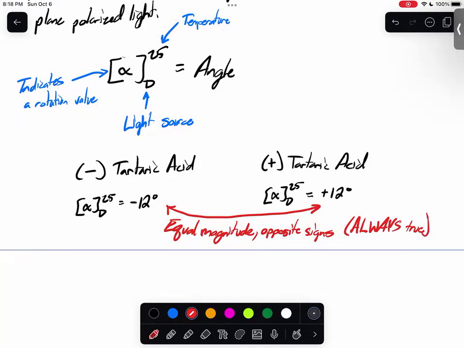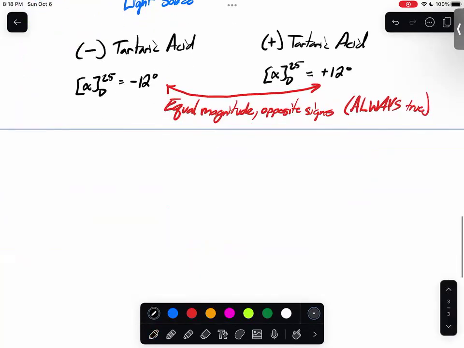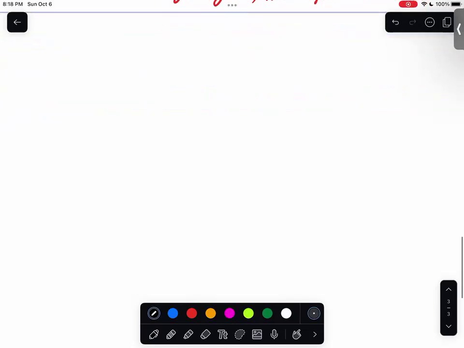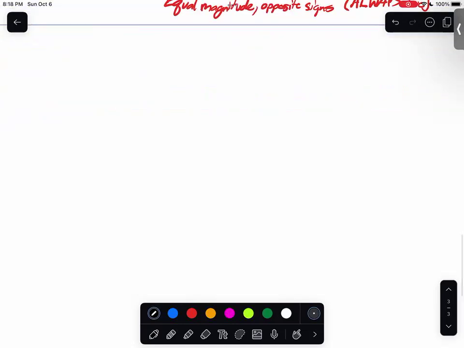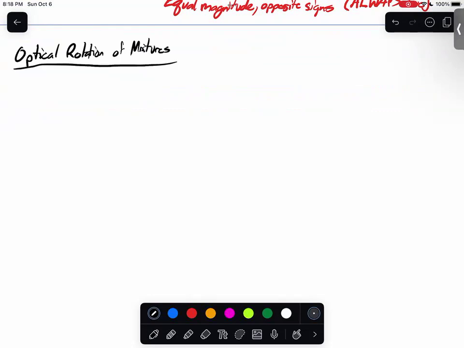Okay? So with that being said, we're going to move on to the important part of this lecture, which is actually seeing how mixtures operate with optical rotation, right? So looking at optical rotation of mixtures, because you're not always going to have the pure compound. Now, having the pure compound is great because it should give you a rotation that matches the specific rotation. But there is a good mixture of things in between, right?